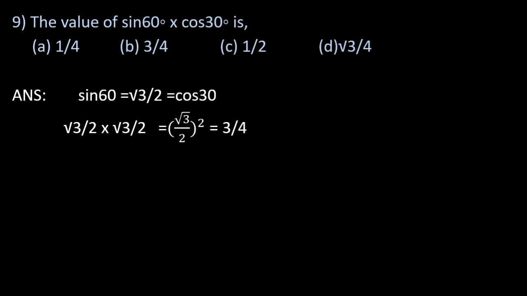Now we will multiply both, we will get root 3 by 2 into root 3 by 2, that is root 3 by 2 whole square. So square and root cancel for the 3, then we get 3 divided by 2 square, which is 4. Therefore the answer is 3 by 4. Option B, 3 by 4 is the correct one.